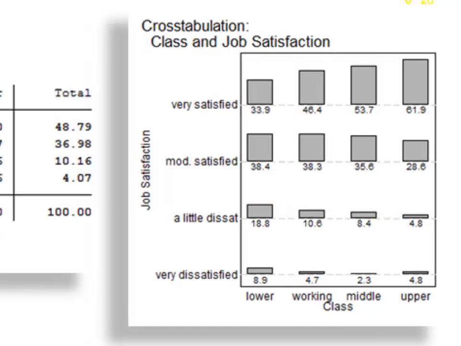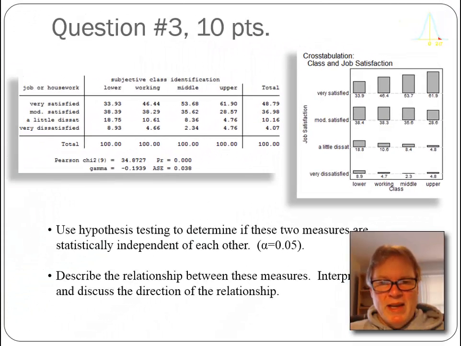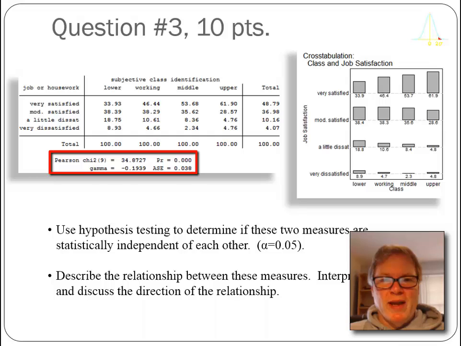We're going to ask you to use hypothesis testing techniques to determine if these two measures are statistically independent of each other. You don't have to calculate chi-square here. It's given in the table. We'll provide you the chi-square. In this example, chi-square is approximately 34.9, and then we have our p-value right next to that, and we can see that it is statistically significant, alpha 0.05. And we know that because the p-value to 3 decimal places is 0.